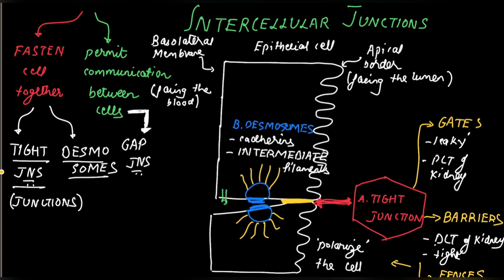Finally, we have these gap junctions, which we are very well familiar with. Gap junctions are in the heart, where they permit the passage of molecules and ions and even electrical charge. And hence, there are two syncytia: the atrial syncytium and the ventricular syncytium. In addition, gap junctions are found in the electrical synapses of the brain, particularly in the hippocampus, which encodes the memory.